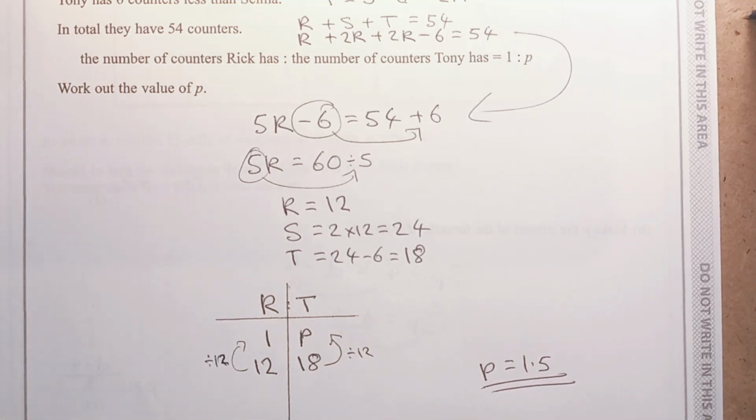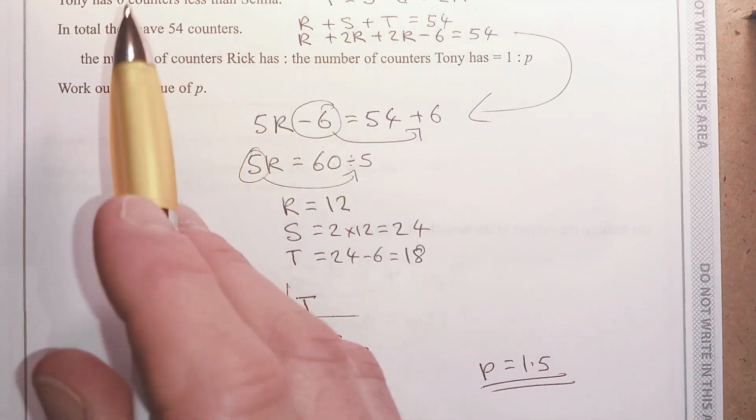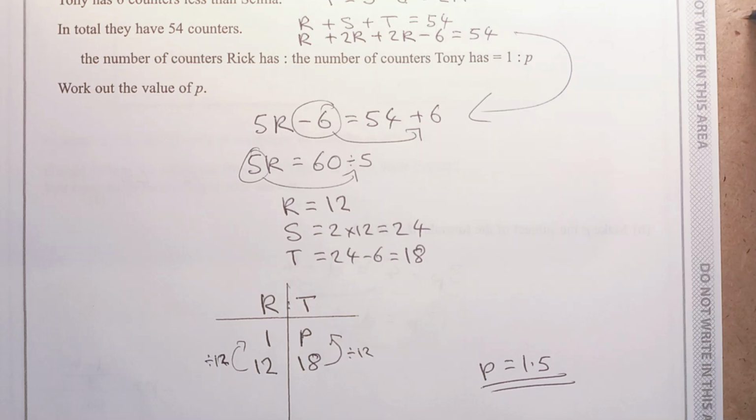5 marks. Now, it might be a little bit unusual or unsettling that you've got a P that's 1.5. Normally with ratios we don't tend to have decimals, but we can do. In this case it's worked out that way. But I think the best way to do it is work out how many actual counters they've got each, and then our ratio table ends up being quite a simple one. We only need Rick and Tony. We don't need a total or Selma or anything else.